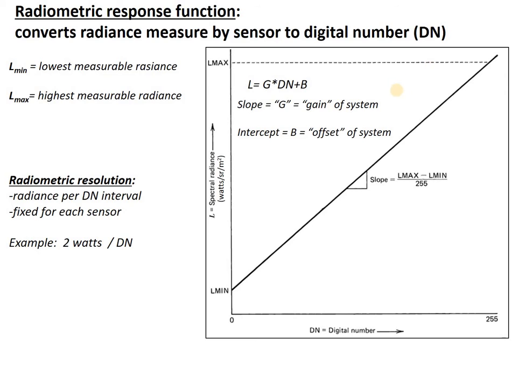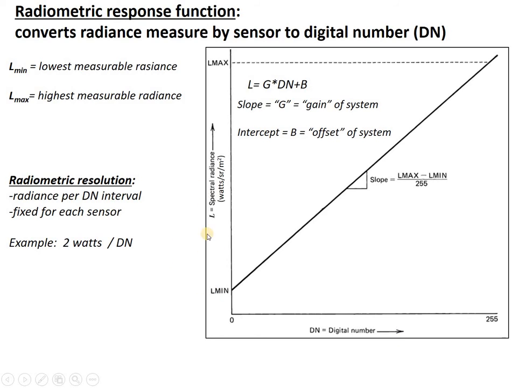And so here's how that works. So this is digital number down here. It's 0 to 255 because this is 8-bit data. So remember that we have 256 possible digital numbers we can use to store information.